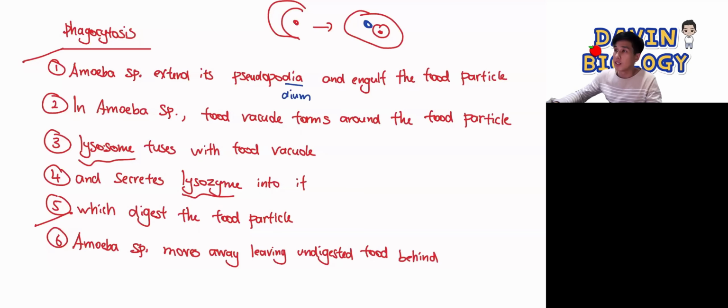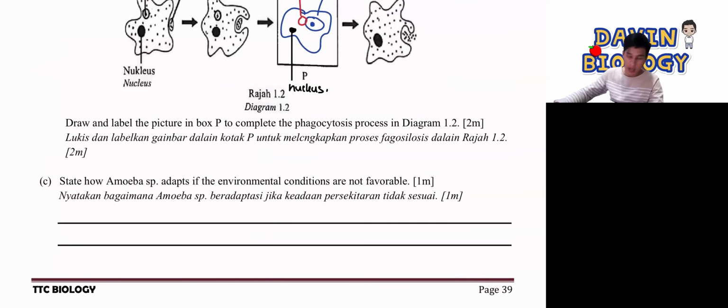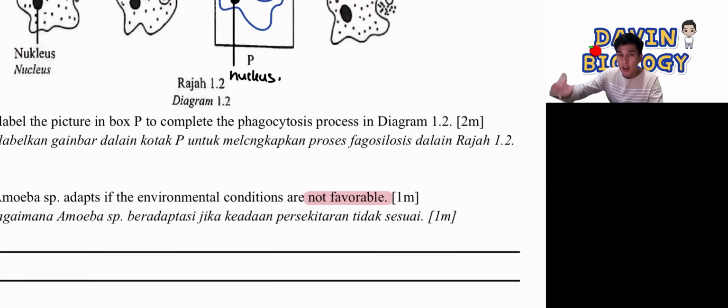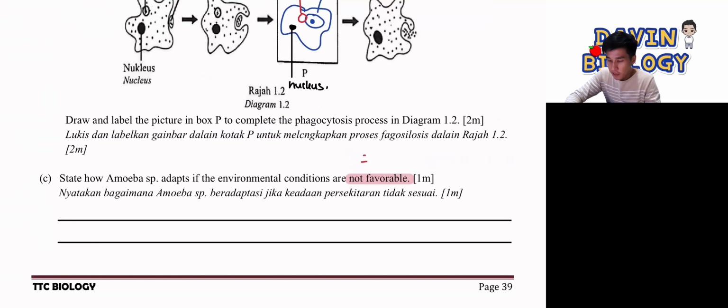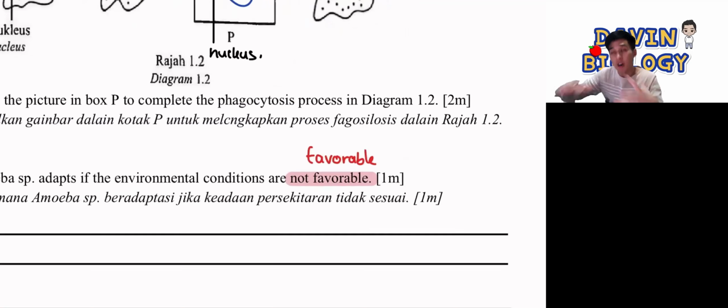Question C. 3, 2, 1. How does amoeba adapt if the environmental conditions are not favorable? Paramecium, amoeba, right? They behave differently when the condition is favorable and not favorable, meaning they reproduce differently. Sometimes the question won't be so direct and say not favorable. Sometimes it gives an example of the surrounding, and you have to know whether it is favorable or not.